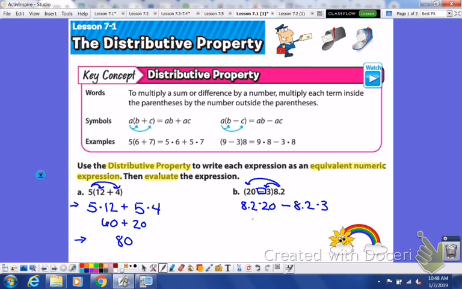8.2 times 20 is 164, minus 8.2 times 3, which gives us 24.6. We go ahead and subtract them. It's the final answer of 139.4.